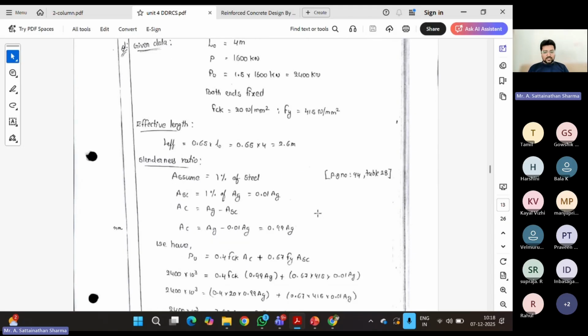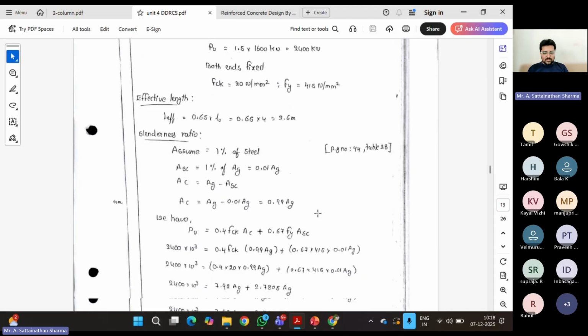All of this we have put in our notes. Please just have a look into your classwork note or the problem that I have already sent you. This is why I asked you to submit the assignment on columns, but nobody has done it. Okay, no problem. Past is past. So I am assuming 1% of steel of the gross area. So what will the concrete be? Concrete is gross minus steel. What is steel? 1% means 1/100, 0.01 AG. So 1 AG minus 0.01 AG will be 0.99 AG.